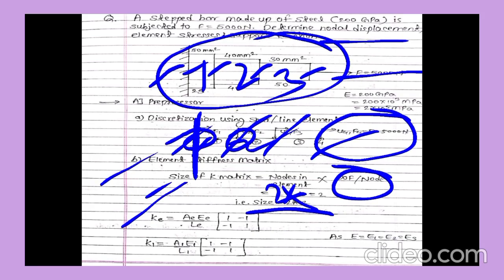Similarly we need to find the element stresses. There are 3 elements in given problem, so element stresses will be 3: sigma 1, sigma 2 and sigma 3. We will see in next steps how to find out those stresses.